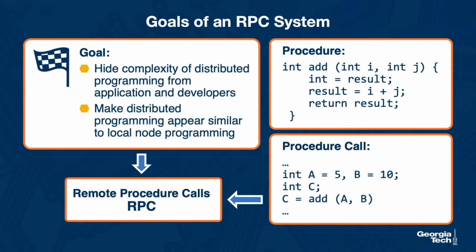The combination of these two observations, that distributed programming was to be made as similar an experience as that of programming local programs, and the fact that local programming was centered around procedures and procedure calls, led to the idea of remote procedure calls, or RPC. More concretely, the goals of an RPC system are to address the specific challenges we discussed.